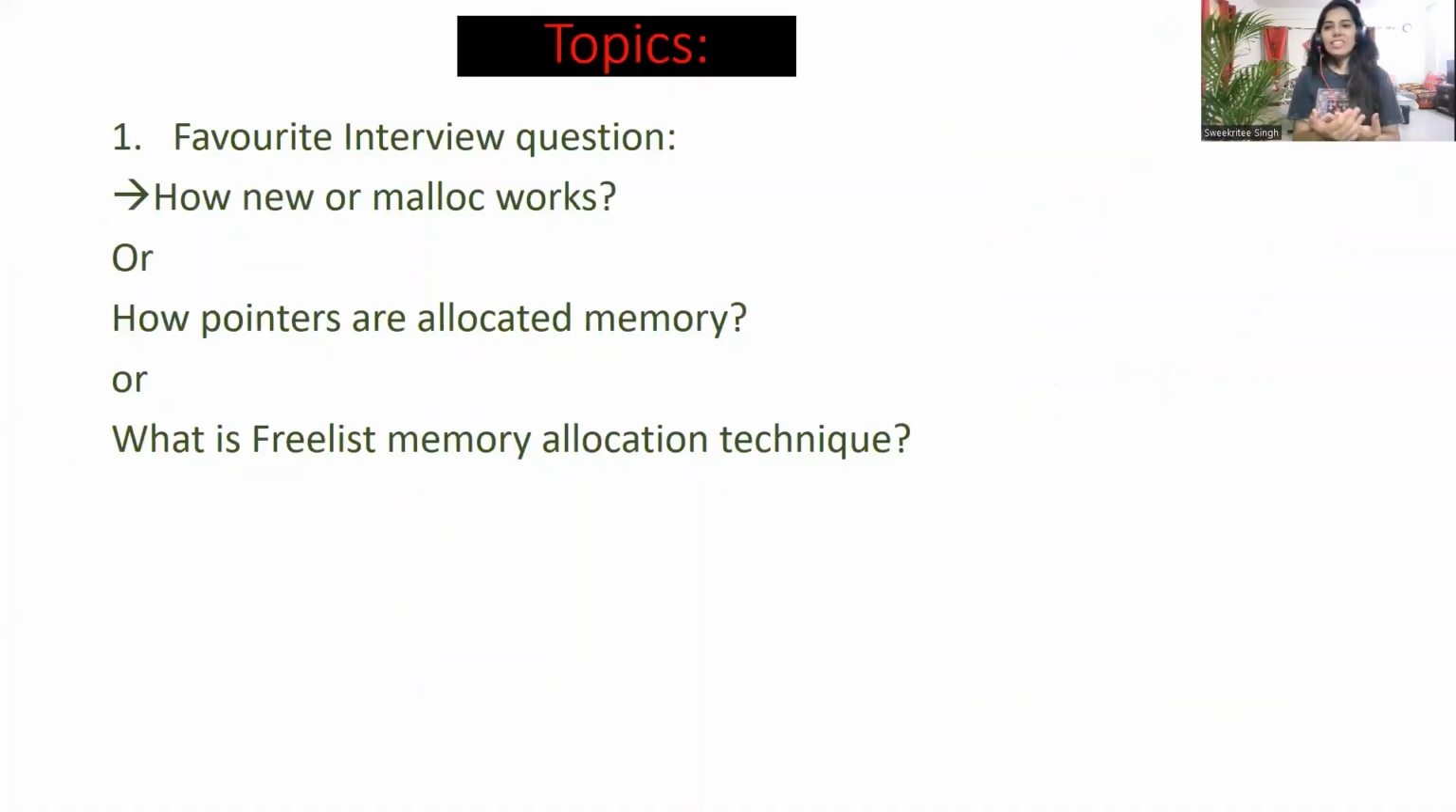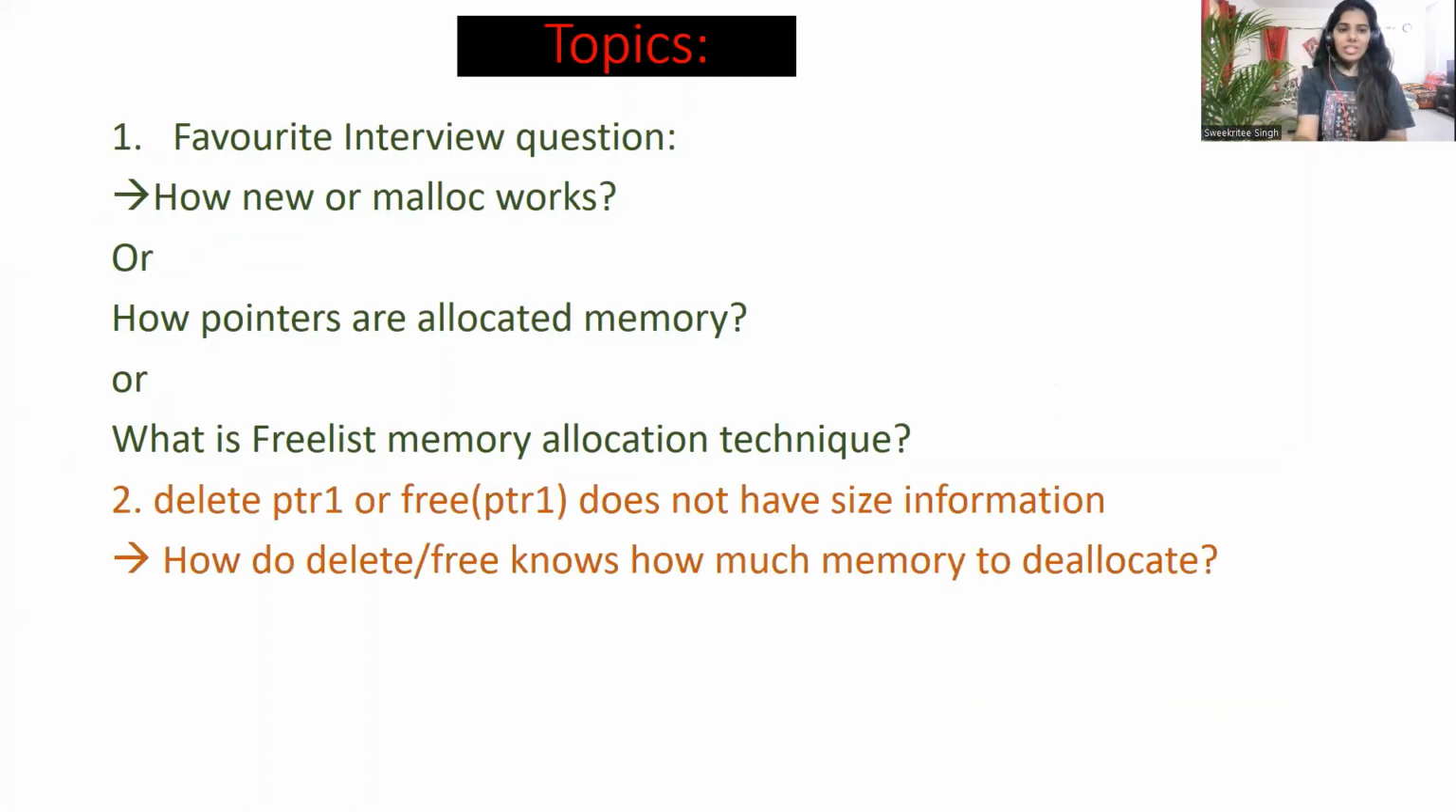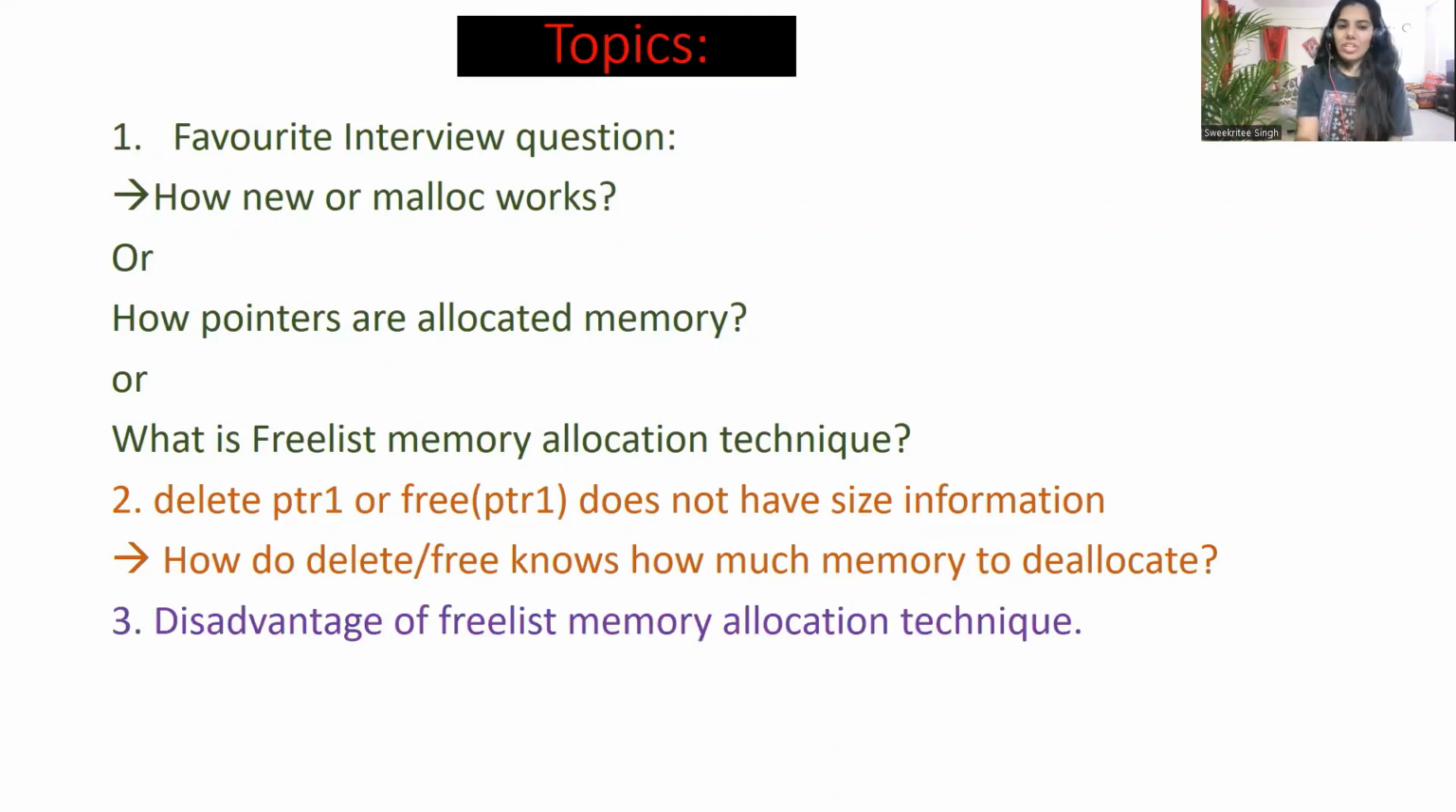So here is the list of topics that we're going to cover today. One is the favorite interview question: how does malloc work, how are pointers allocated memory, and what is the FreeList allocation technique. Second question is, delete ptr from C++ or free ptr from C does not have any size information, then how does it know what size of memory to deallocate? Third question is, if we use FreeList for memory allocation, then what is the disadvantage of that technique?